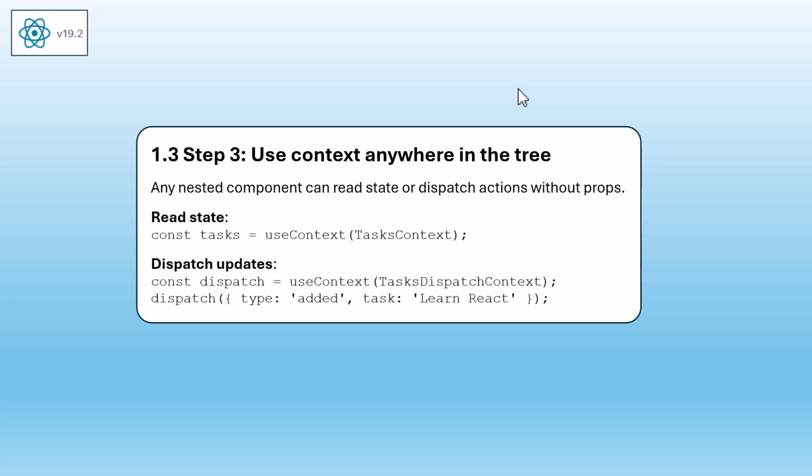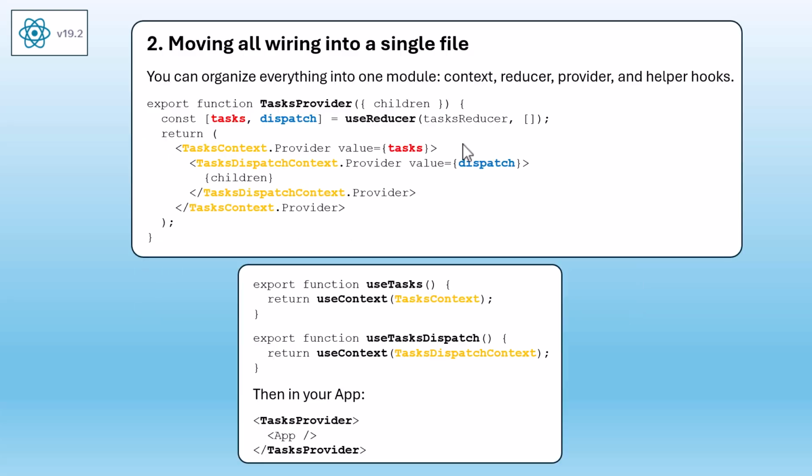1.3 Step 3. Use context anywhere in the tree. With the providers in place, any component in the tree can now tap into the context. If a component needs to read the current shared state, it imports and uses the state context. If a component needs to update, it uses the dispatch context. This means you no longer have to thread properties, state and handlers, through each level of the component tree. Each consumer can independently subscribe to context and use the part it needs, making the architecture much cleaner and more scalable.